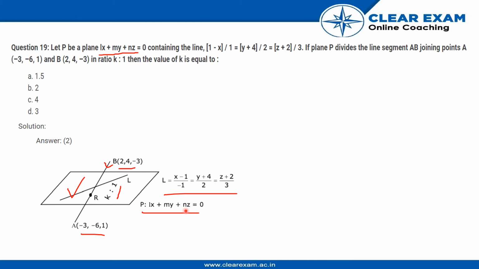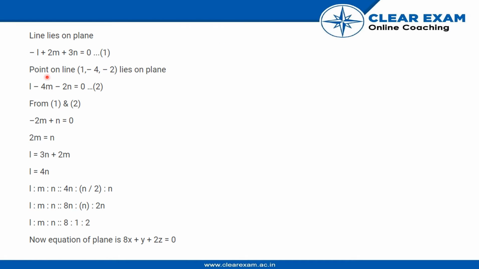After that, we also know that the line has the points -1, 1, -4 and -2. So we put these values in the equation of the plane and get another relation in terms of L, M and N. As I said, the line lies on the plane, so the direction ratios give us a point on the plane, and this is the equation that we get. A point on the line also lies on the plane, so when we write this point in the plane, we get this equation.